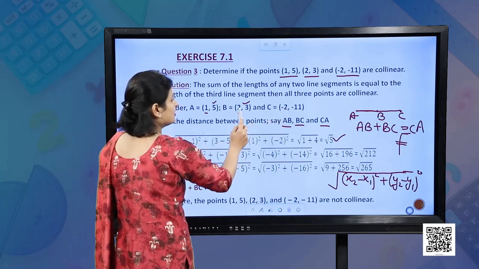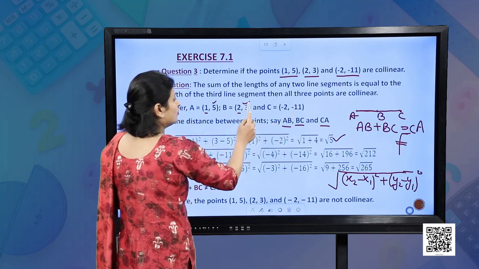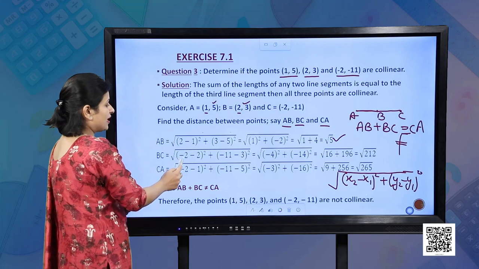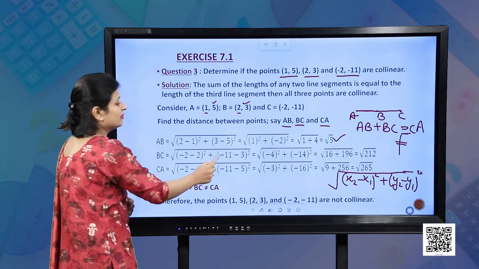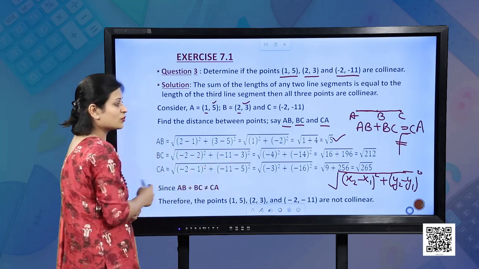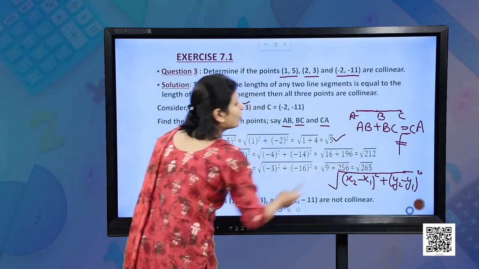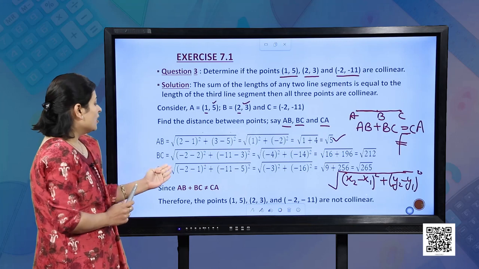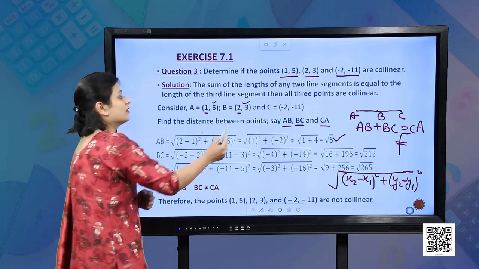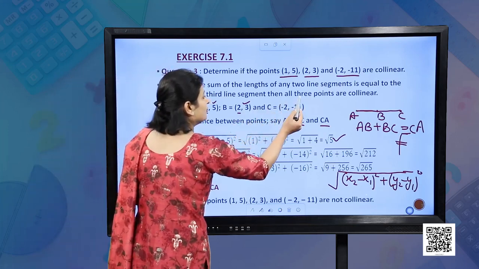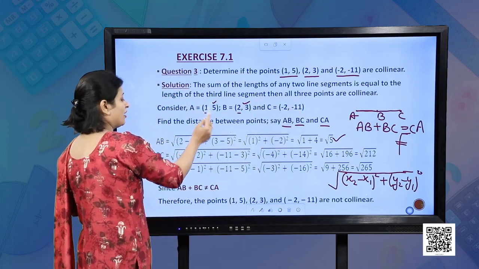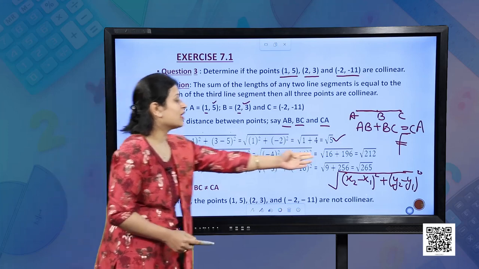For BC, this is x2, this is x1, this is y2, this is y1. So simply substitute the values: minus 2 minus 2 whole square plus minus 11 minus 3 whole square. What will you get? Square root of 212. For CA, simply substitute the values. CA means this is x1, this is y1. For this, it will become x2 and y2. Solve this, you will get square root of 265.